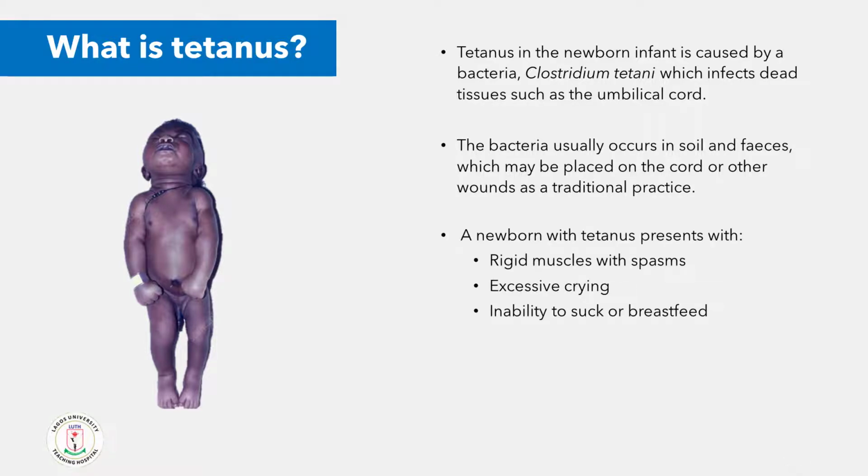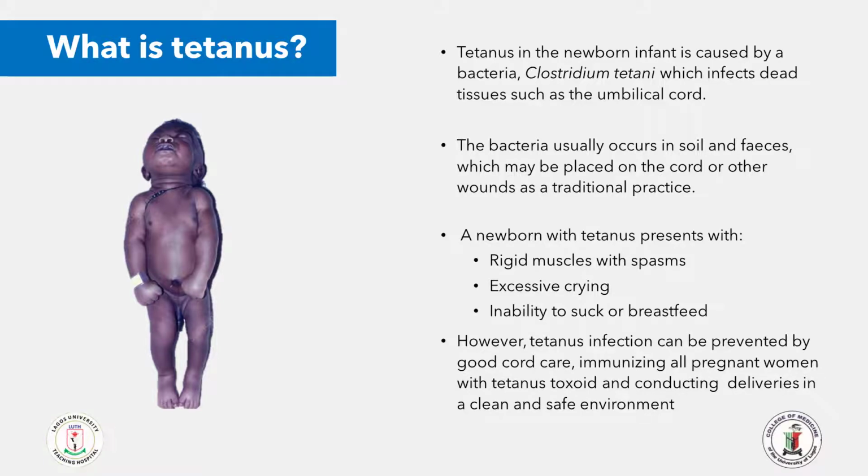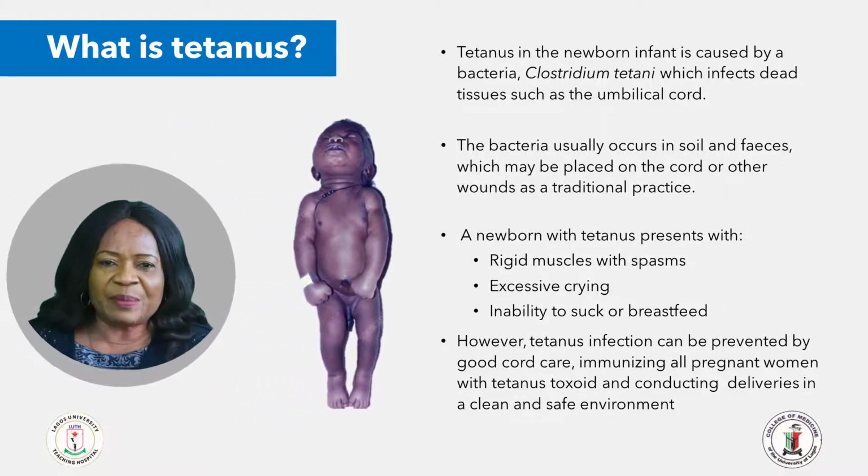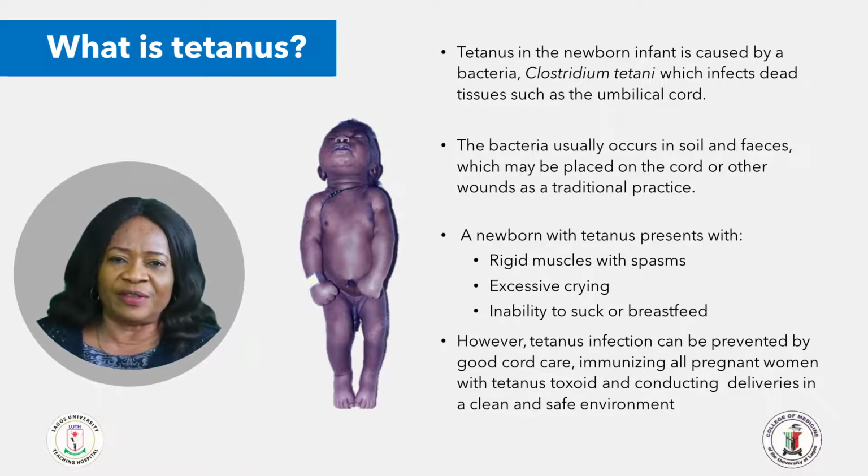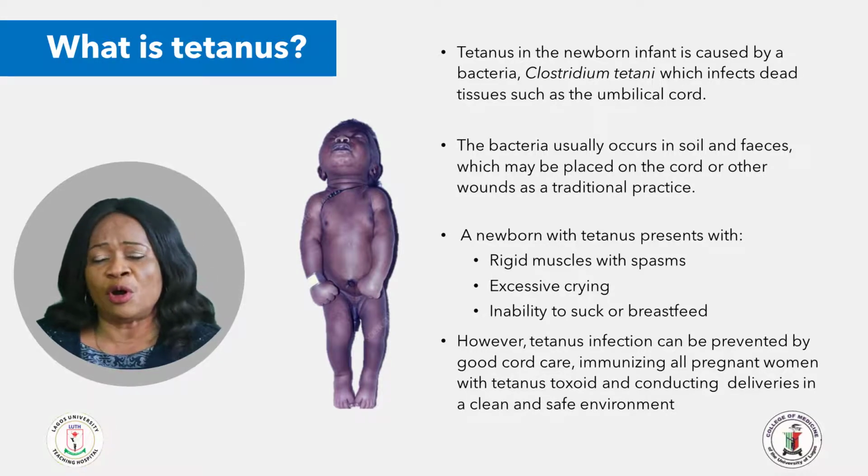A newborn with tetanus presents with rigid muscles with spasms, excessive crying, and inability to suck or breastfeed. Those are some of the things that you should note. And of course, you receive this information when you interview the mothers. Okay? And then that should inform you on what action to take. However, tetanus infection can be prevented by good cord care. Okay? Teach them how to properly care for the cord of the baby: the mother of the baby, the grandmother, and every other concerned relation that will come with their ideas.